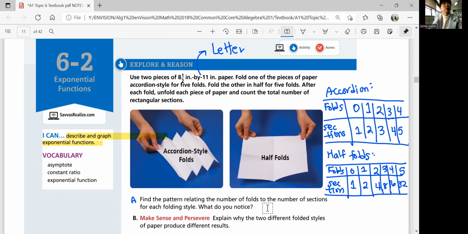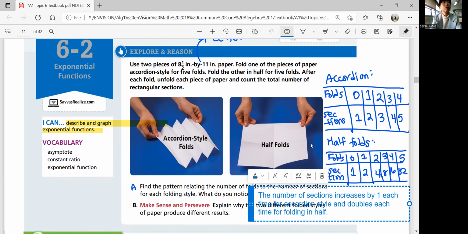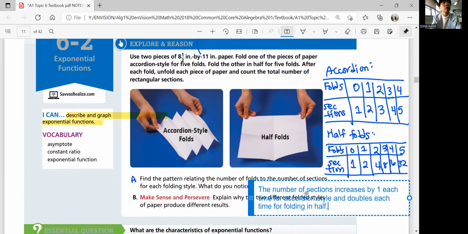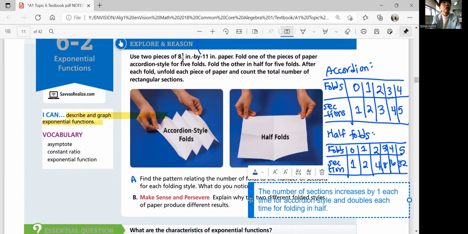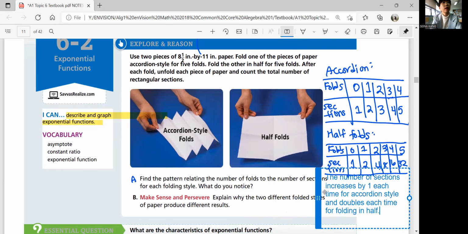So let's record the pattern in words. The number of sections increases by one each time for accordion style and doubles each time for folding in half. Okay, this is part A.